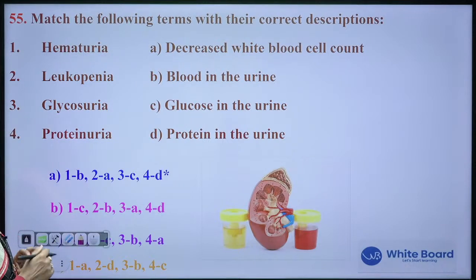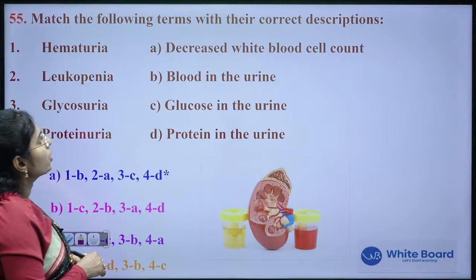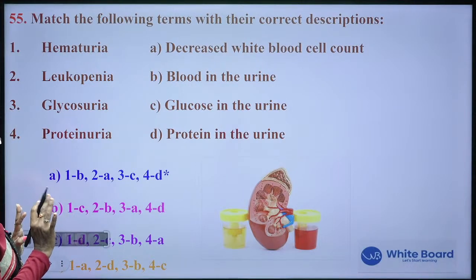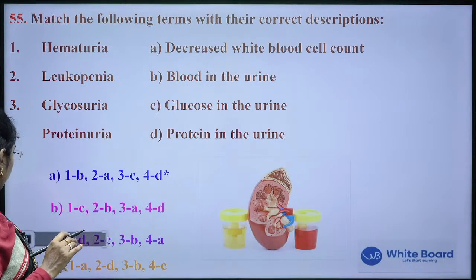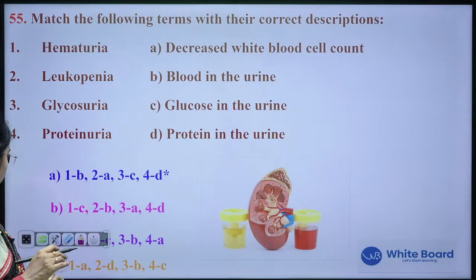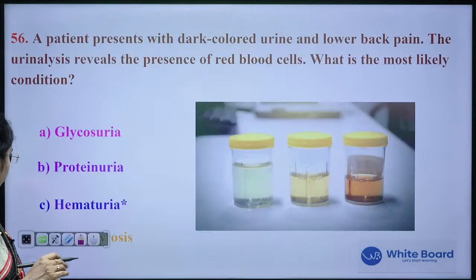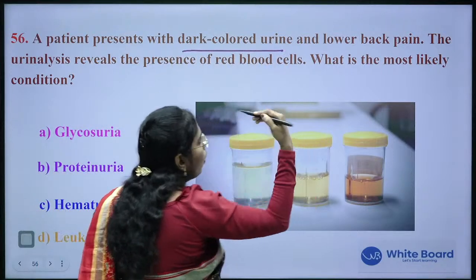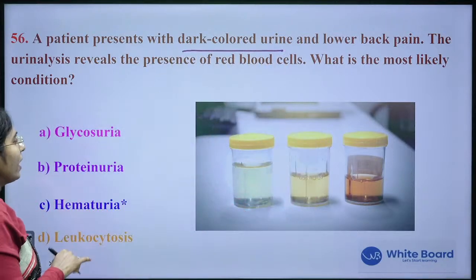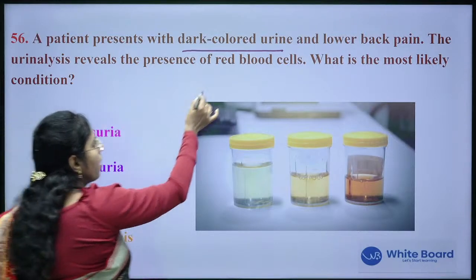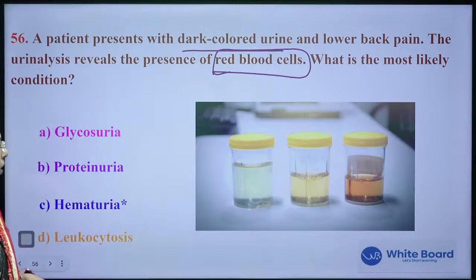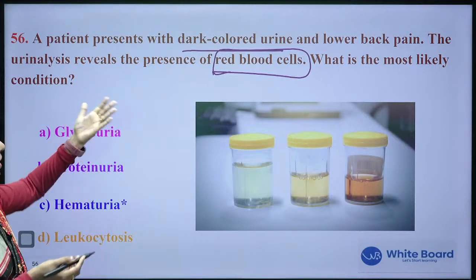Next, coming to the next question. Match the following terms with the correct descriptions. Just now we have discussed proteinuria. Let's go to the next question. A patient presents with dark colored urine and lower back pain, and the urine analysis revealed the presence of RBC. So red blood cells are present in urine. So what is that condition? Hematuria.